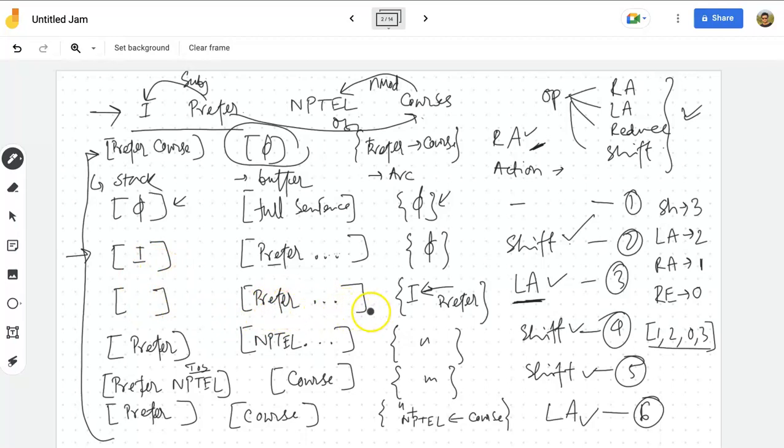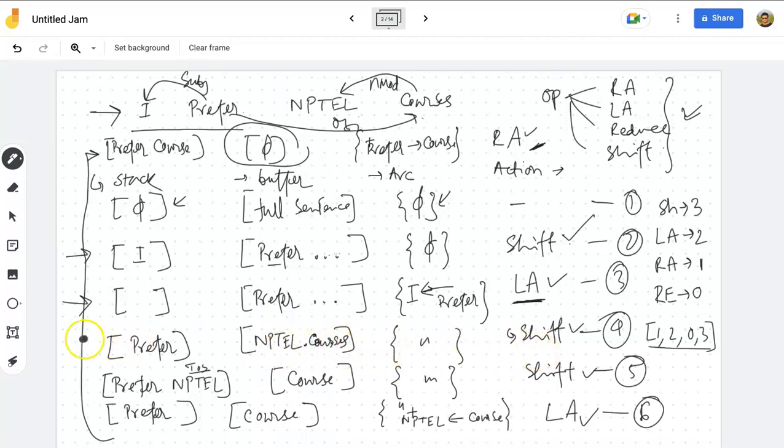Now again your stack is empty, you cannot do anything. So the next operation you need to do is again a shift operation. After doing the shift operation, prefer will be the top of your stack, and the buffer will contain only two things, NPTEL courses.